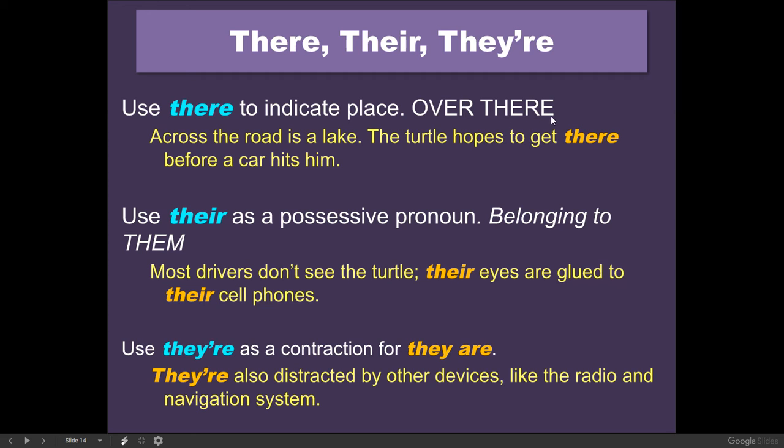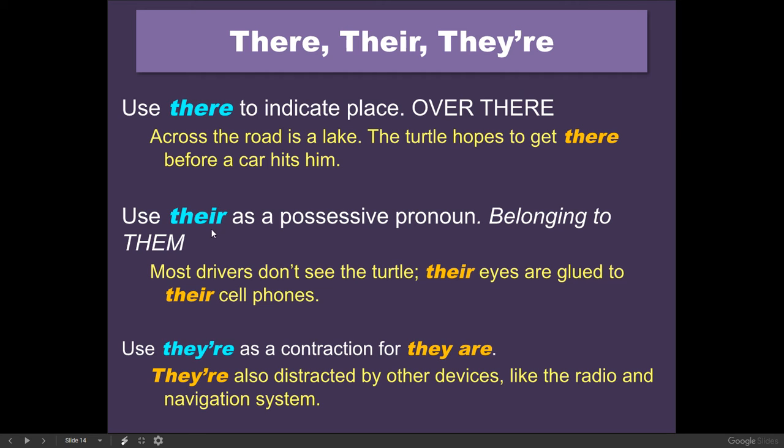Here, see the word here in there? That means it's a place, right? Here or there, over there. Across the road is a lake. The turtle hopes to get over there before a car hits him. You can use the word over, then you use the word that has here in it.